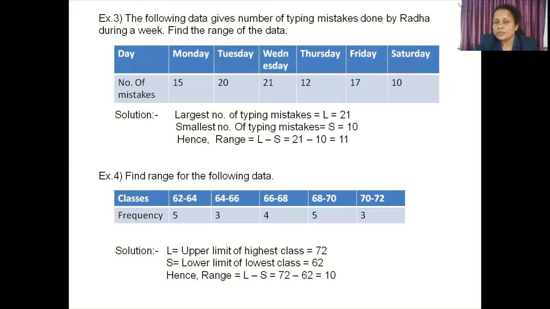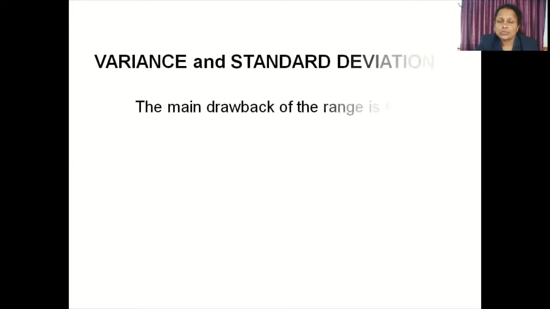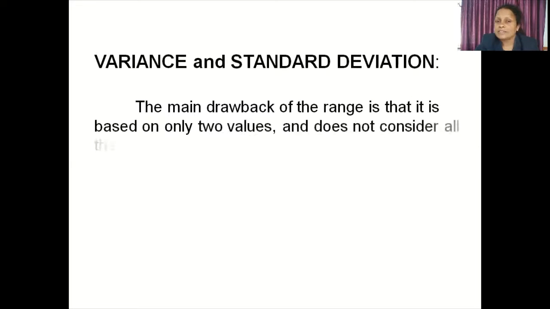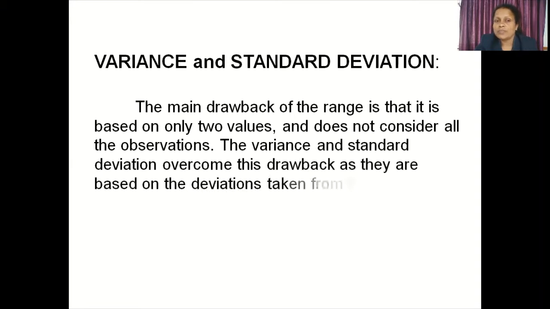And now we have to proceed to our next measure, that is variance and standard deviation. And this type of question carries 3 or 4 marks in our question paper. So our next measure is variance and standard deviation. And first we read the need of variance and standard deviation, that is drawback of range. So the main drawback of the range is that it is based on only 2 values and does not consider all the observations. Because in our 4 examples we saw, we consider only largest observation and smallest observation, not all observations. So we consider only 2 values.